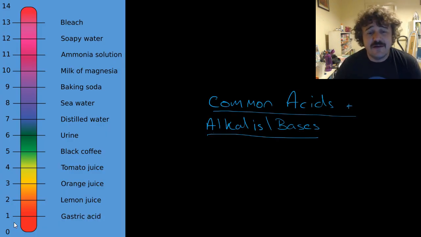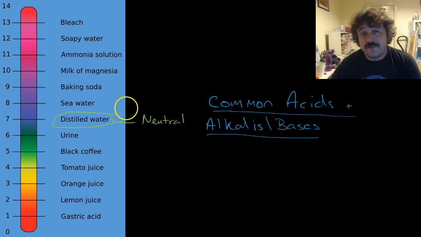So basically, here is our pH scale, and on our pH scale over here, you can see that we've got a bunch of standard, everyday acids and bases, or alkalis. I prefer the term alkali, so I'm going to use that from now on, just because. First off, we can see distilled water there.